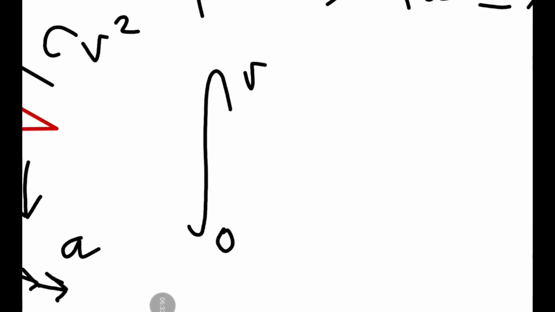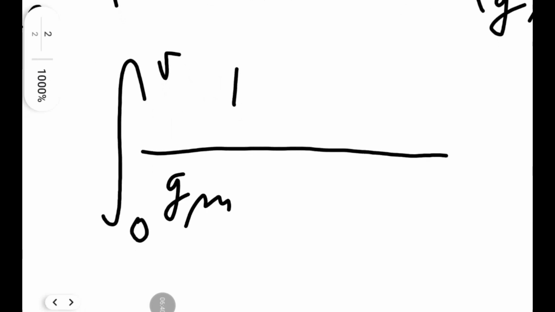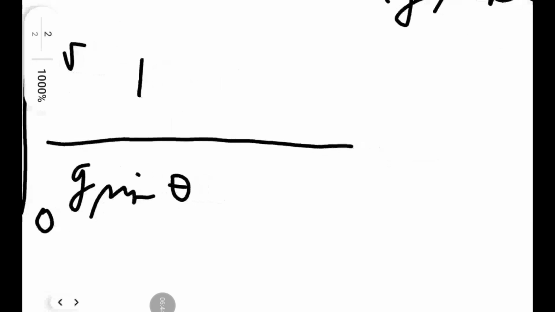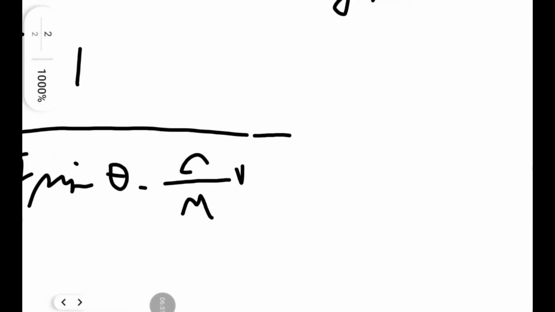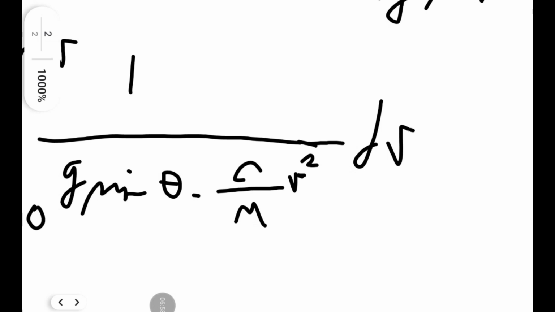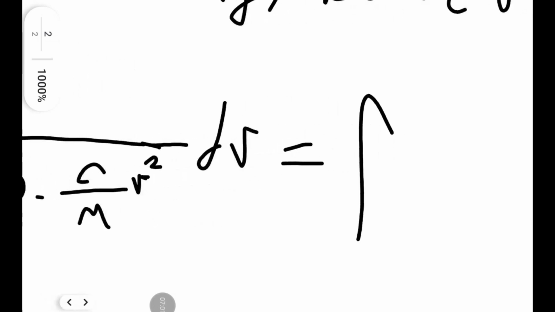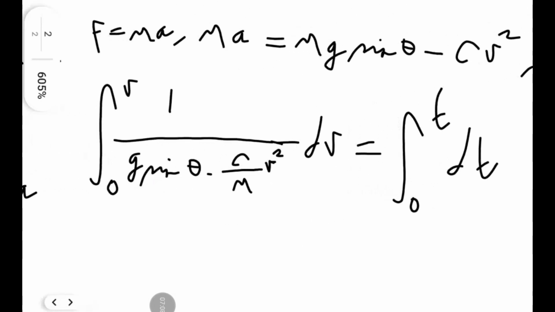Anyway, it's going to be 1 over g sine of theta minus c over m v squared. Let me just write it more clearly. dv is equal to the integral between 0 and t of dt. So now I've got this integration to do.